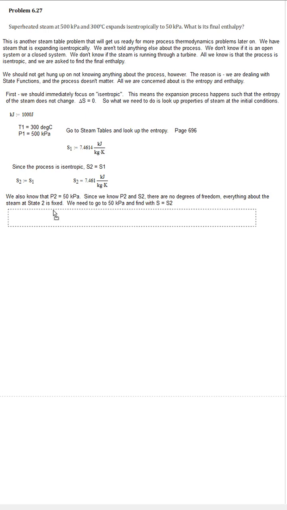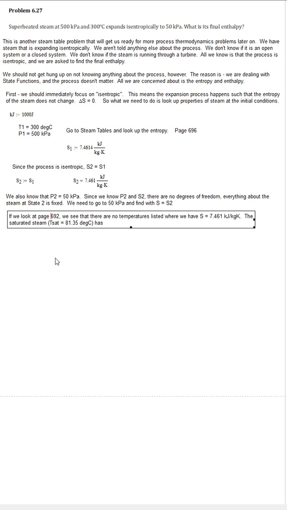So we go to the steam tables, or if you want to look them up online, you can, but during in-class exams, you aren't going to have that luxury. So get used to using the steam tables. We look at page 692, and that has some entries for 50 kilopascals.